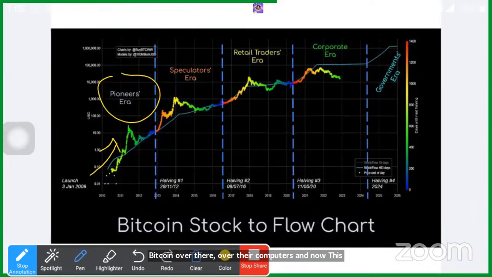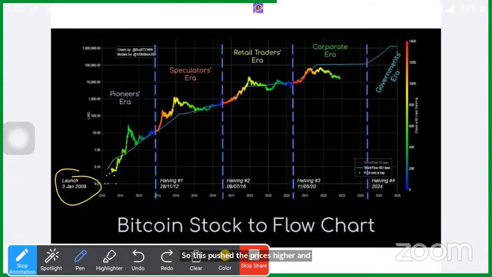So this pushed the prices higher, and from $0.1 it increased and touched the first all-time high price, that was around $15 per Bitcoin. So this was the highest price in the first era, around $15 per Bitcoin, but still it was a huge return on investment for those people who started buying Bitcoin or mining Bitcoin when it was below $1.